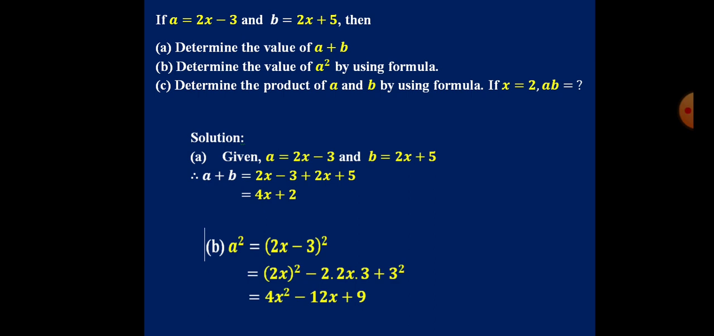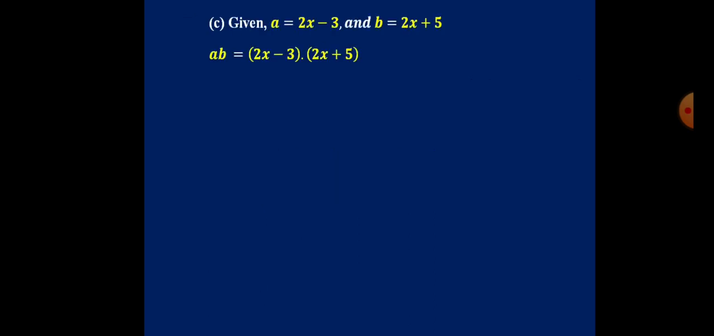Determine the product of AB by using a formula. Keep this in mind. Okay, here is our third problem. AB is given as (2x minus 3)(2x plus 5), and they want us to solve this by using a formula. Let us use the formula with 2x plus in a bracket minus 3 and 2x plus 5.